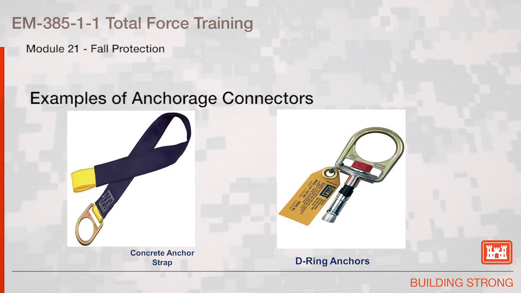Other types: concrete anchor strap. In this type, the anchorage is actually placed over the rebar and then the concrete is poured over the anchorage. It provides an anchorage point for workers during construction, and it is cut off at the end of the job. And various types of D-ring anchors that can be anchored into the concrete after it has set.